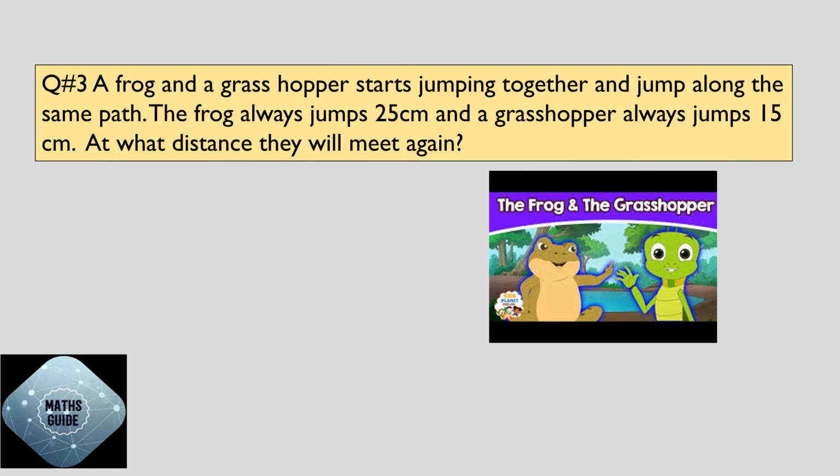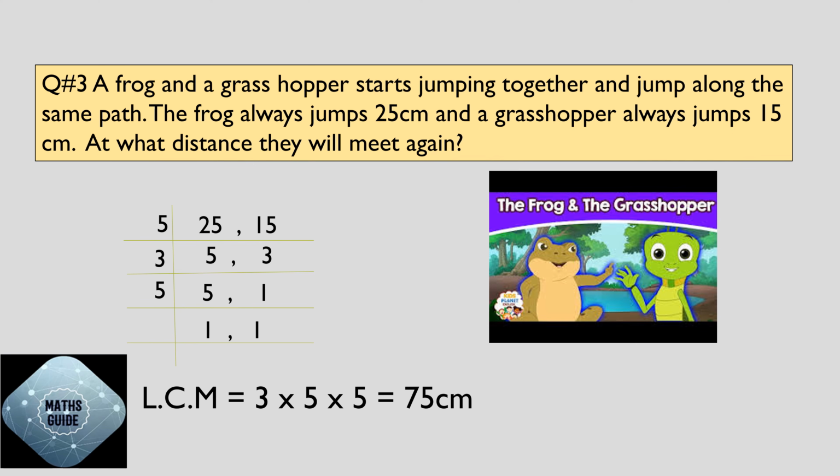For these kinds of questions, we have to find LCM. So we have two numbers, 15 and 25. Finding their LCM through the division method, as it is simpler than the prime factorization method, we get 75 centimeters. It means that after covering the distance of 75 centimeter, they will be together on the track.